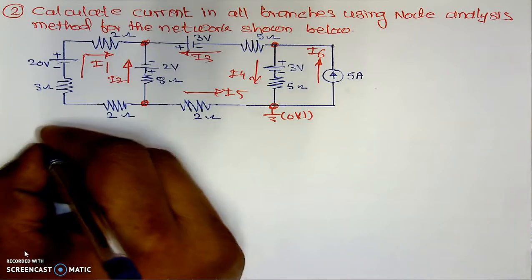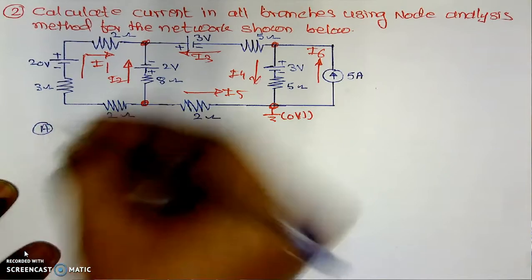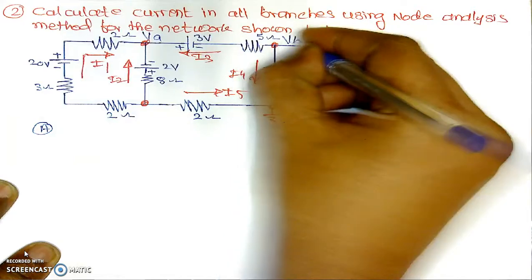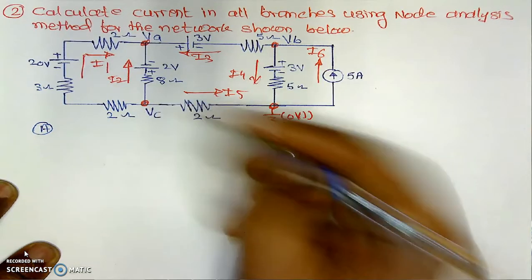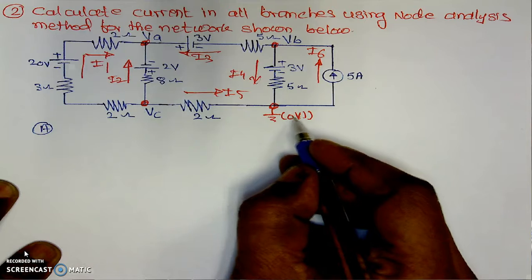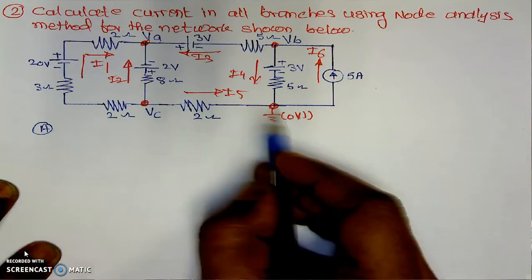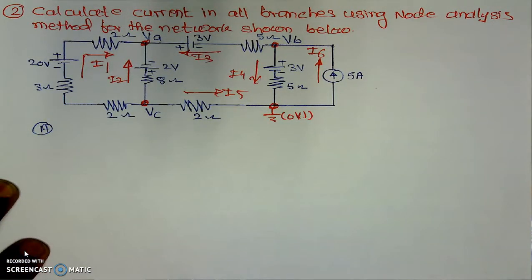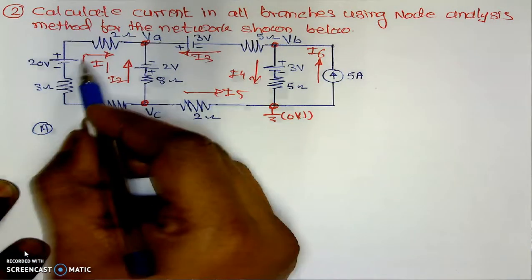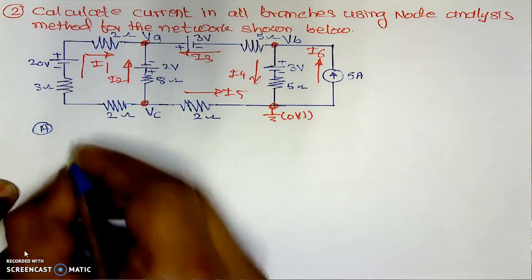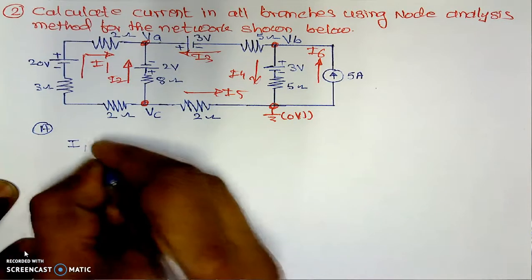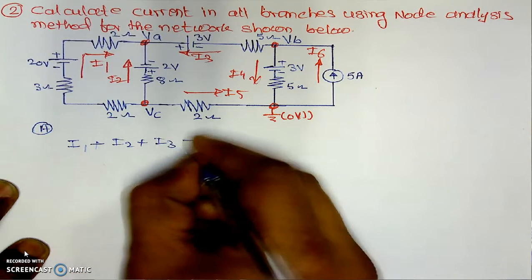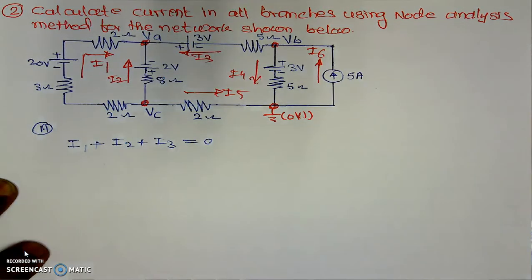If we are applying KCL at node A, here this is node A having potential VA, this is node B having potential VB, this is node C having potential VC, and this will be the ground node. Applying KCL at node A, this is incoming, this is incoming, this is incoming. That's why its equation will be I1 plus I2 plus I3 equal to 0 at node A.